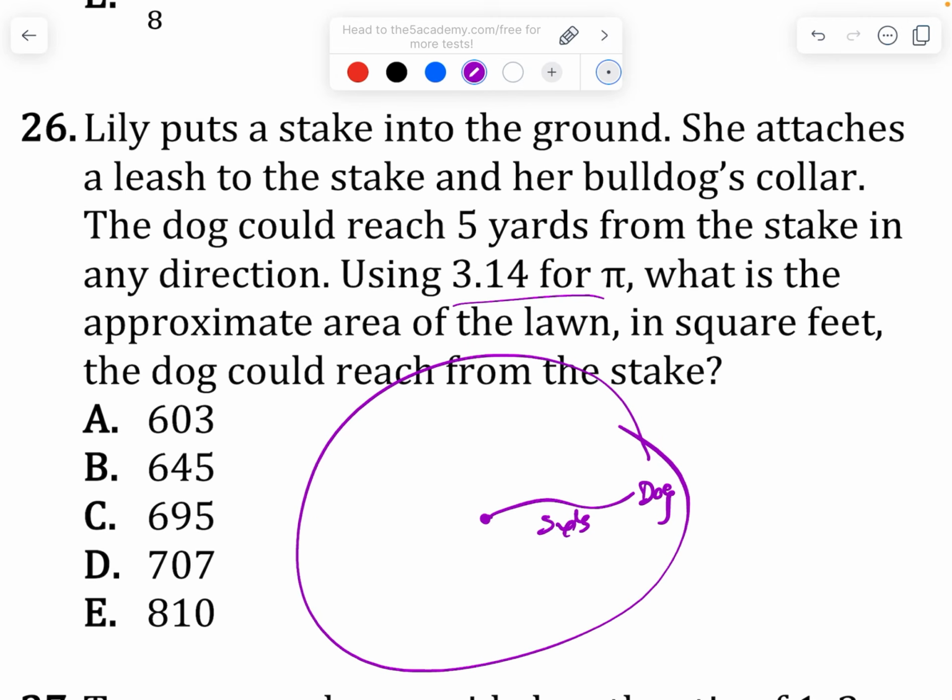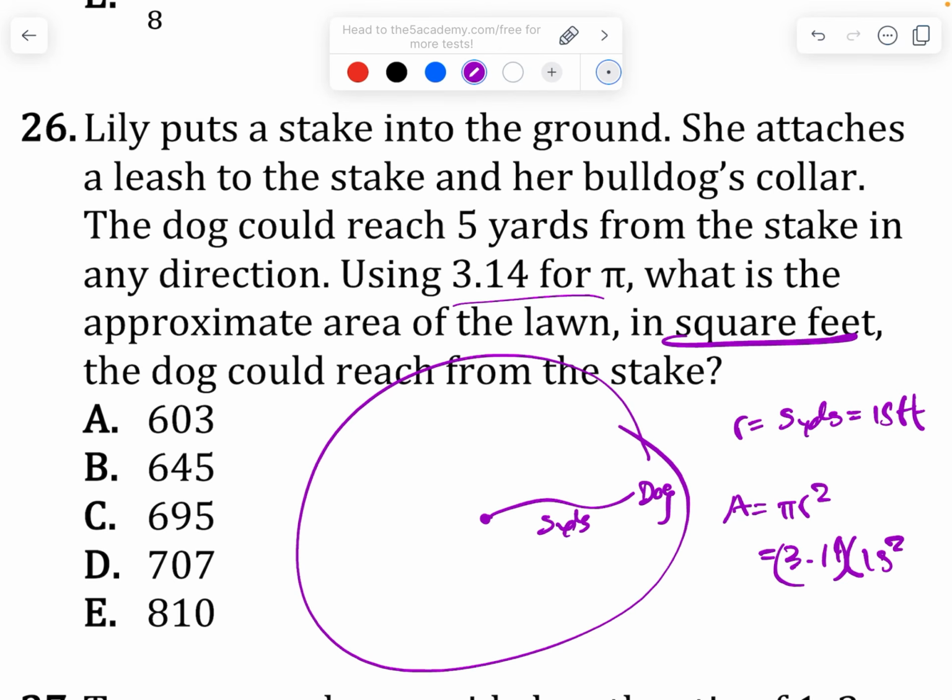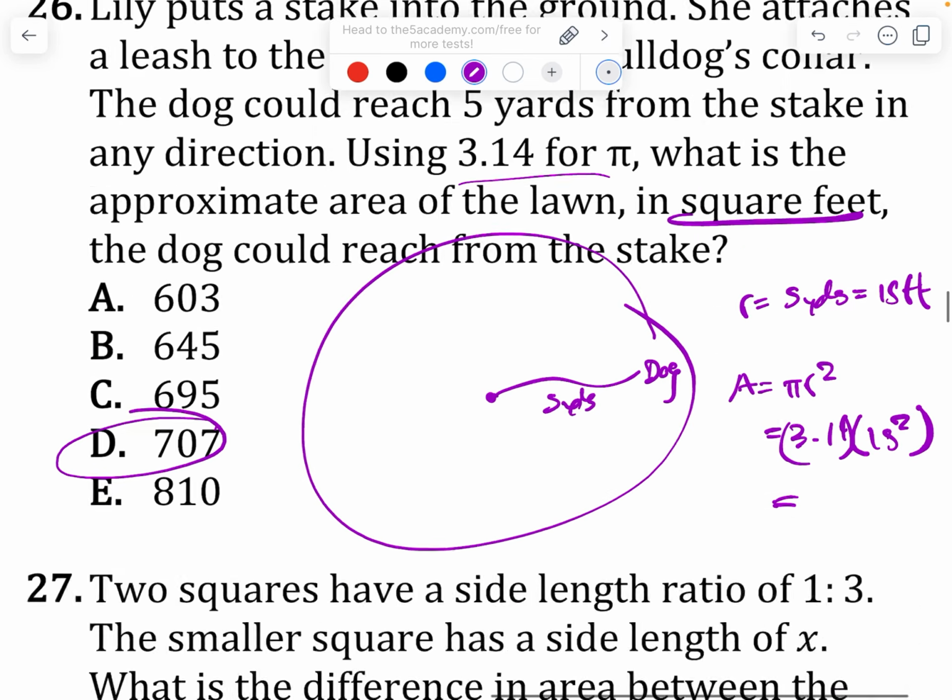So we're basically asked, using this information, what's the total area of the lawn in square feet that the dog could reach? First of all, your radius is 5 yards, which is equal to 15 feet, right? Because 3 feet in a yard. So if I just take my area formula, pi r squared, I do 3.14 times 15 squared, I end up with my answer of 706.5. It's D. Right, simple enough.